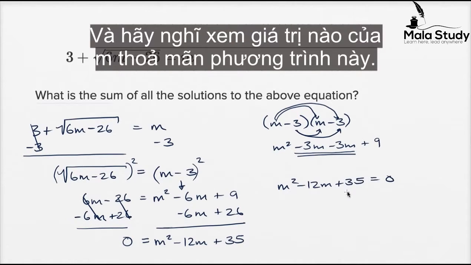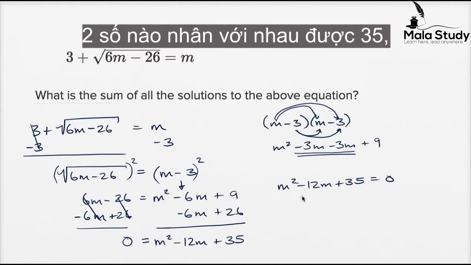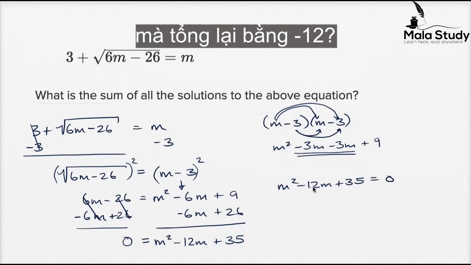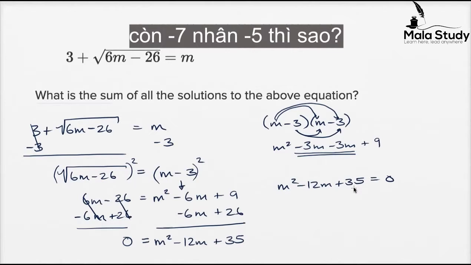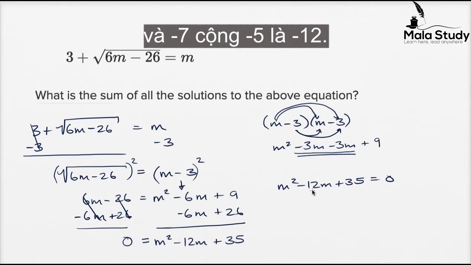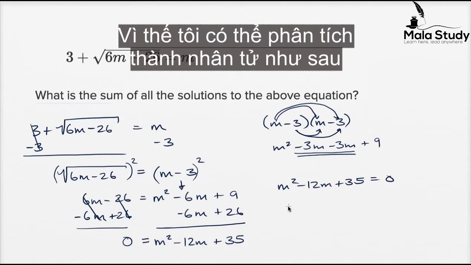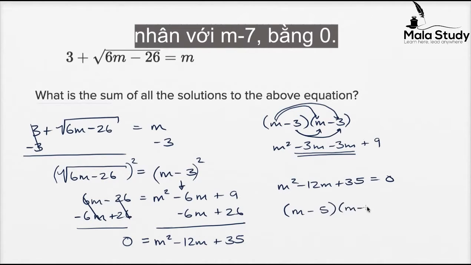And so let's think about the m's that satisfy this. Well, I can factor this if I think about, what two numbers have a product of 35, but if I were to sum them, I get to negative 12. Well, 35, I could think of 7 times 5, but 7 plus 5 is positive 12. But what about negative 7 times negative 5? Well, their product's going to be positive 35, and negative 7 plus negative 5 is negative 12. So I could factor this into m minus 5 times m minus 7 is equal to 0.